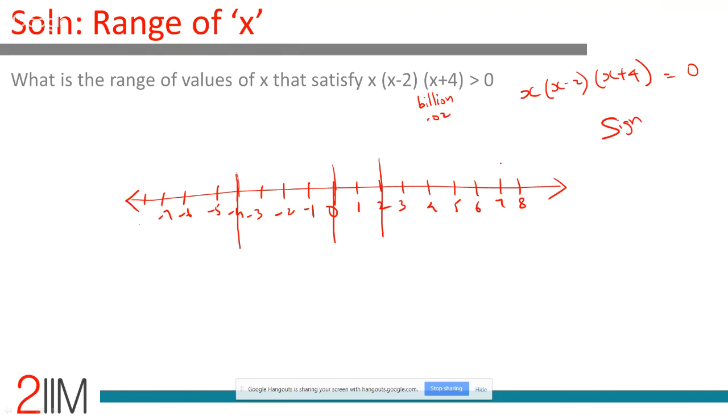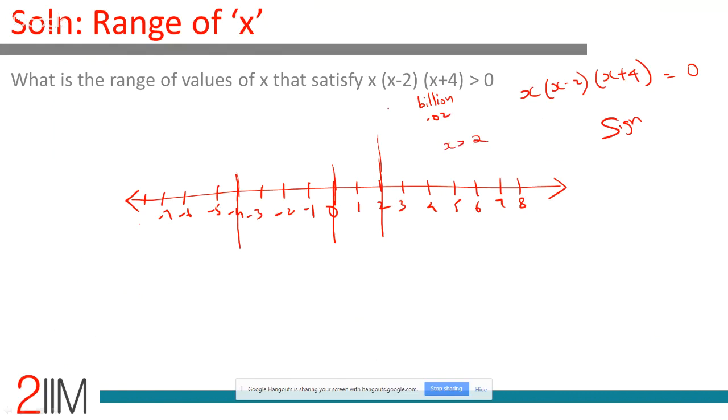I've forgotten about this inequality. I've said, let me put equal to 0, and then think about when it goes to 0. That is minus 4, 0, and 2. Now I'm going to think about only this part where x is greater than 2. I'm going to substitute a bunch of values.